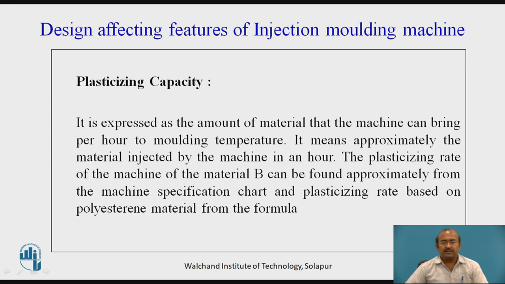It is expressed as the amount of material that the machine can bring per hour to molding temperature. It means approximately the material injected by the machine in an hour. The plasticizing rate of the machine for material B can be found approximately from the machine specification chart and plasticizing rate based on polystyrene material from the formula.